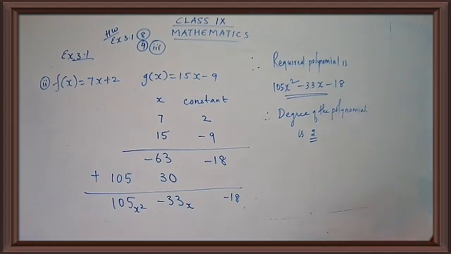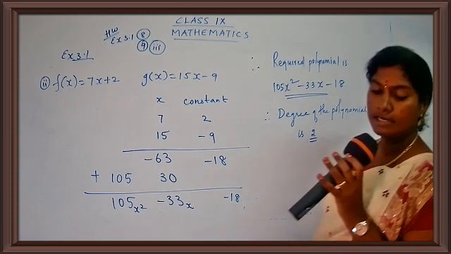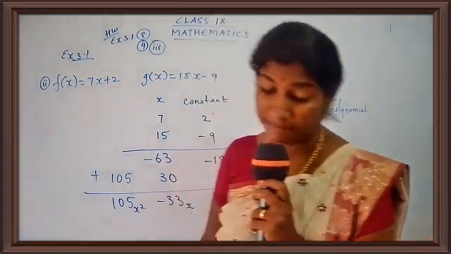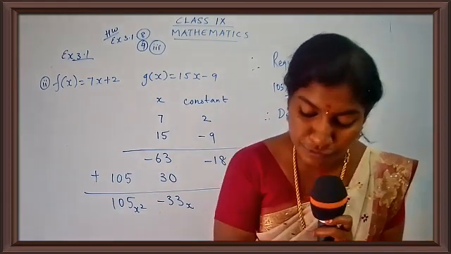Okay, children, so what is the degree we get here? We get the degree as 2. Clear with this sum, children? Are you clear with the multiplication part? So you have to complete one sum as homework from multiplication. Okay, children, now let's move to the next question.